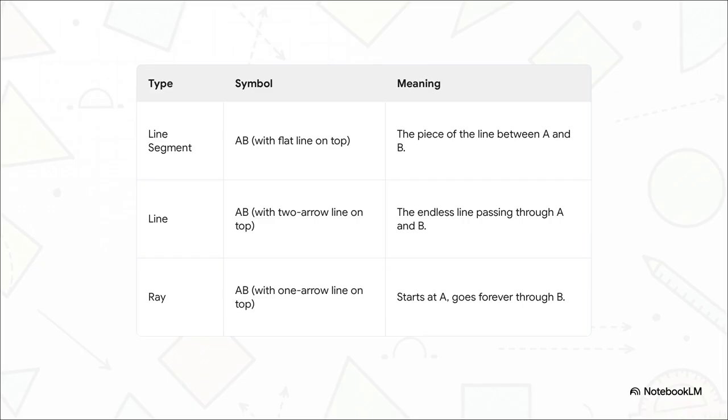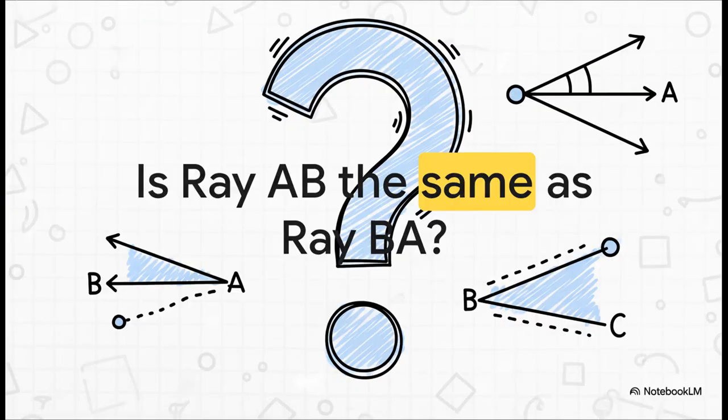For a line that passes through A and B, we write AB with a little line on top that has arrows on both ends. Those 2 arrows are your clue that it goes on forever in both directions. And finally, for a ray that starts at A and goes through B, we write AB with an arrow on top that points in just one direction. See how the arrow shows you which way it's going forever? Pretty clever, right?